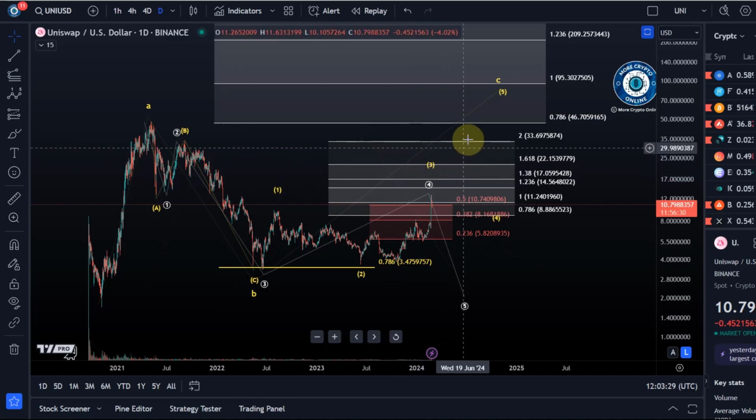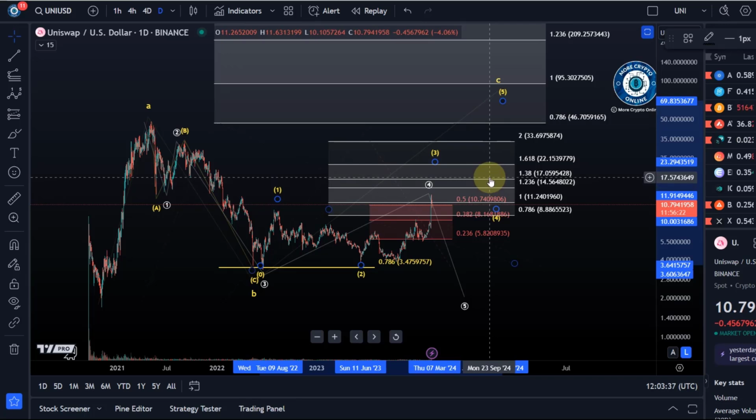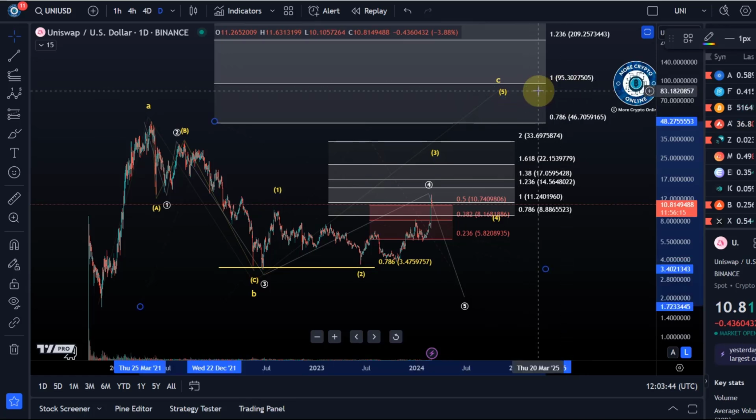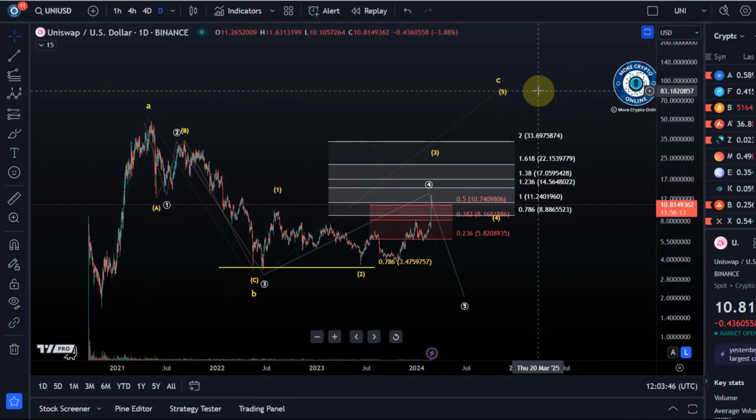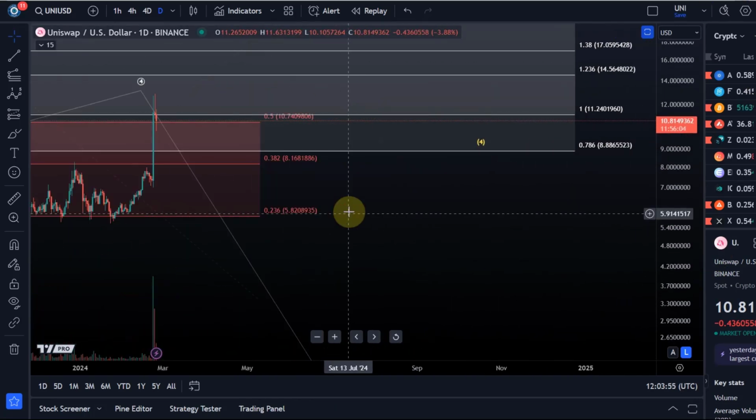I would prefer to take it level by level. It's definitely possible that the third extends, possibly to $22, maybe even 33. Then we get a fourth wave pullback, and the fifth wave pushes close to 95. That's possible, yeah. Bear in mind, we're here on the logarithmic chart. But I think we'd have to take it level by level. Next milestones are defined.